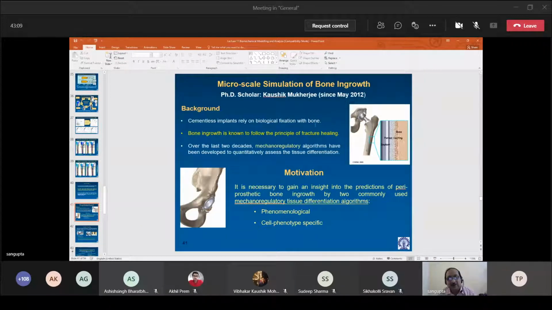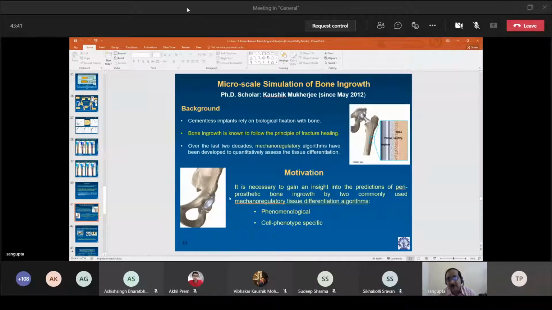So you can see the background. Cementless implants rely on biological fixation with bone, and bone ingrowth is known to follow the principle of fracture healing. Okay, so we will discuss these things later on as a separate topic. So over the last 2 decades, mechanoregulatory algorithms have been developed to quantitatively assess tissue differentiation. So we also developed a mechanoregulatory algorithm along with a computational framework to quantitatively assess tissue differentiation.